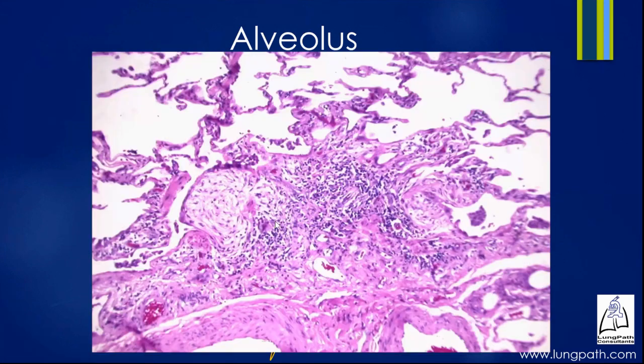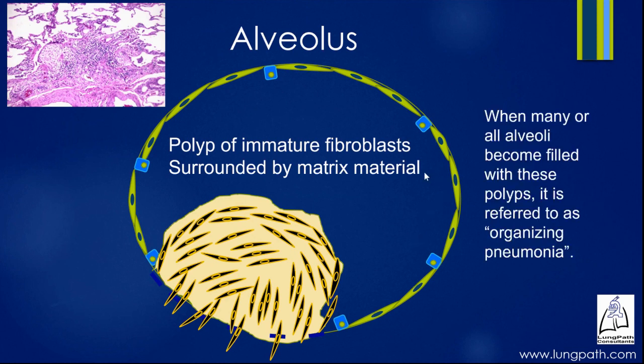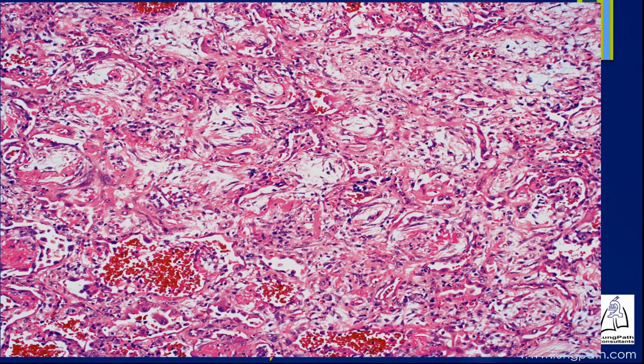And this is what they look like. This is a myxoid polyp growing into an alveolar space, another one over here on the right. So this is a polyp of immature fibroblasts surrounded by matrix. When all of the alveoli are filled with this process, we call it an organizing pneumonia, and that's what this looks like. This happens to be an organizing diffuse alveolar damage, as we saw earlier, because you can see the actual hyaline membranes in the organizing pneumonia.